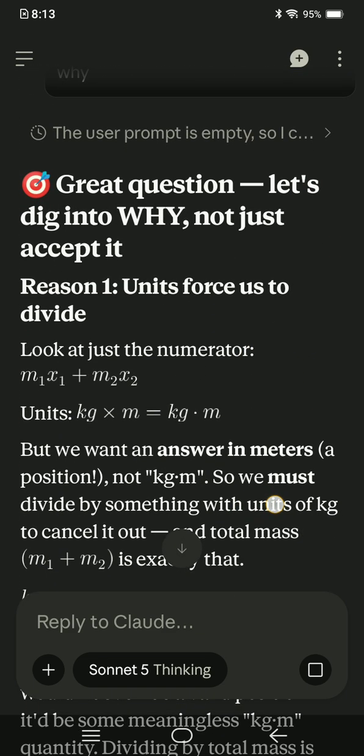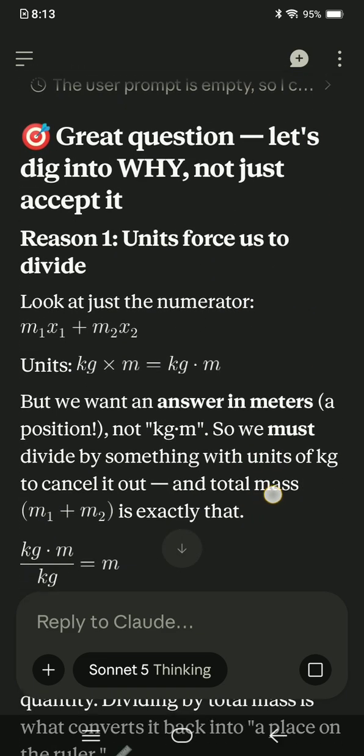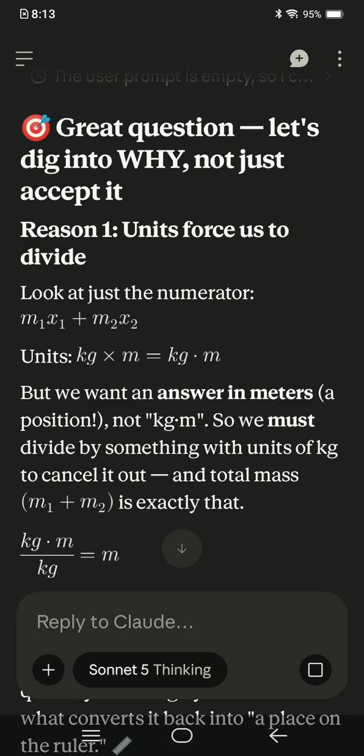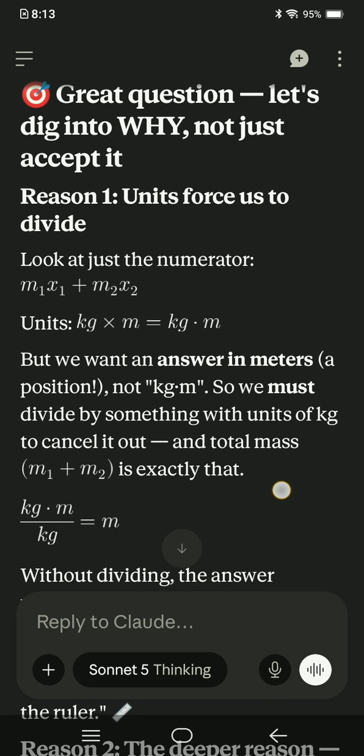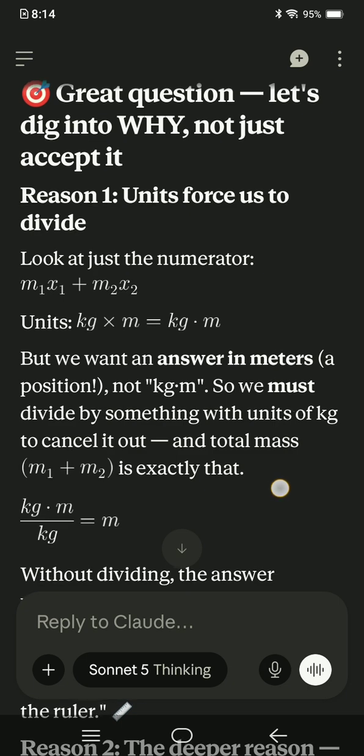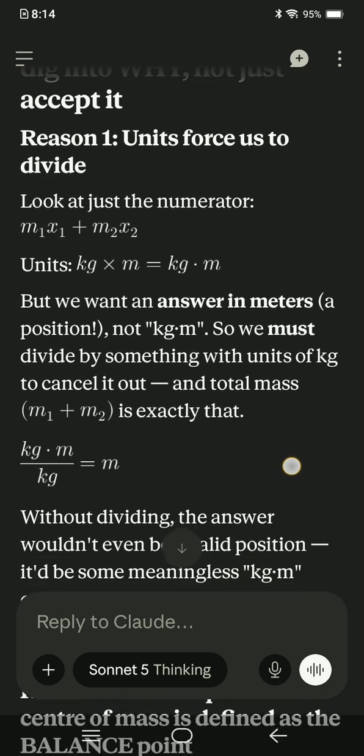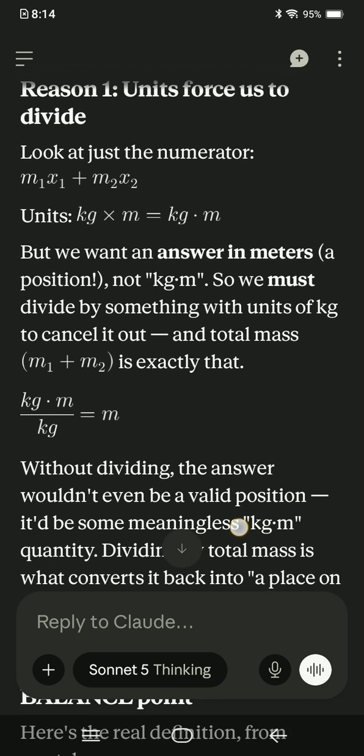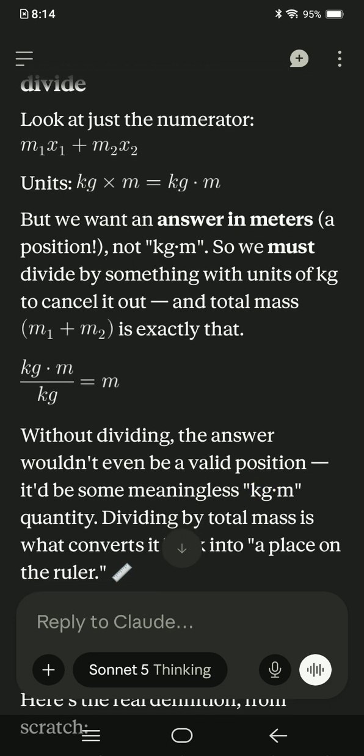Don't use credits, please. Let's dig into why, not just accept it. Reason one: units force us to divide. Look at just the numerator. Units is kg times meter, but we want an answer in meters, a position, not kg times meter. So we must divide by something with units of kg to cancel it out.